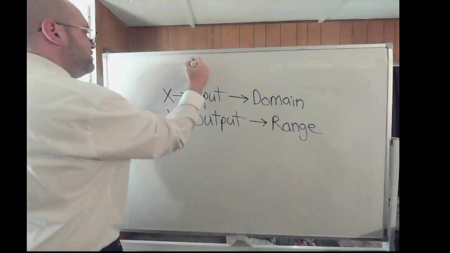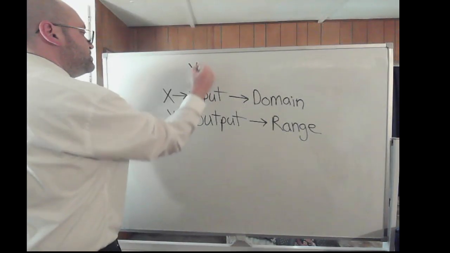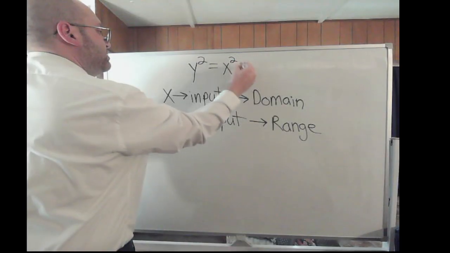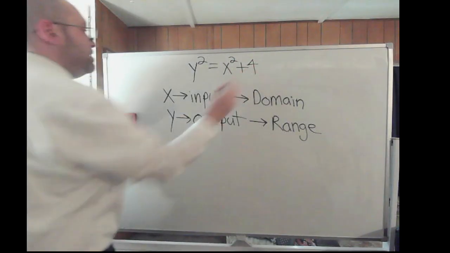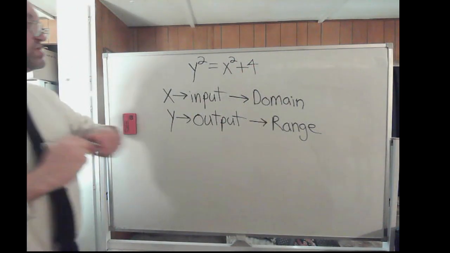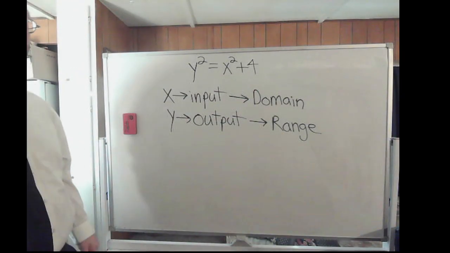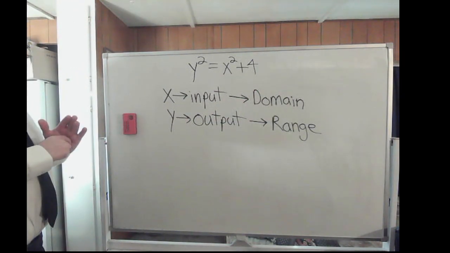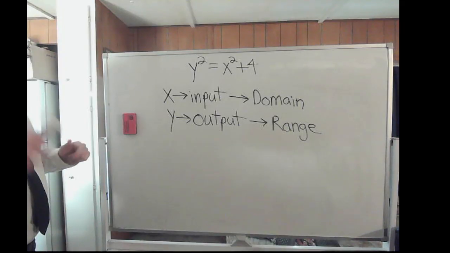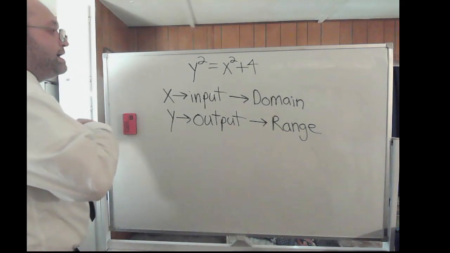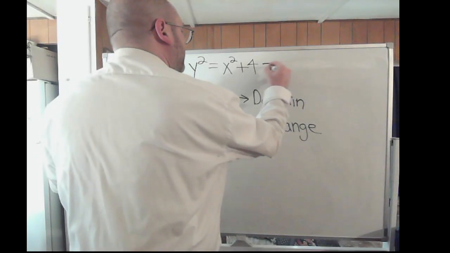Now, what if I gave you something like this? We have y squared equals x squared plus 4. That almost looks like a function. I'm going to show you why it's not, though. I'll prove to you why it's not. Let's move this over here a little bit.